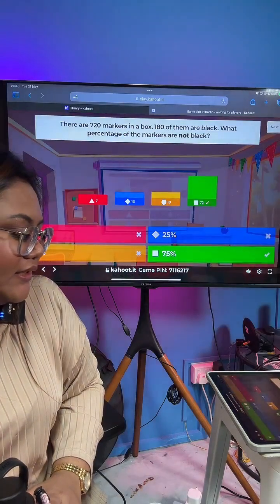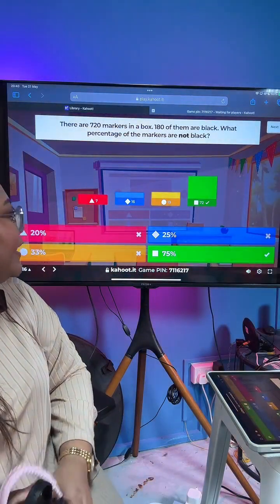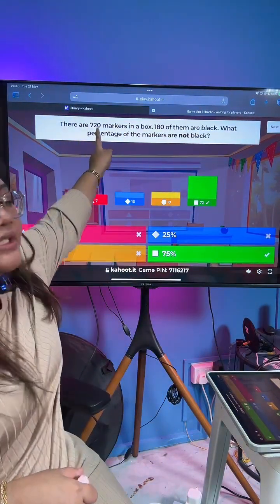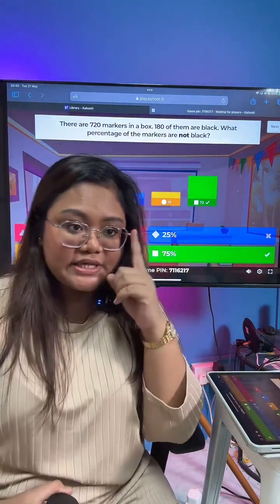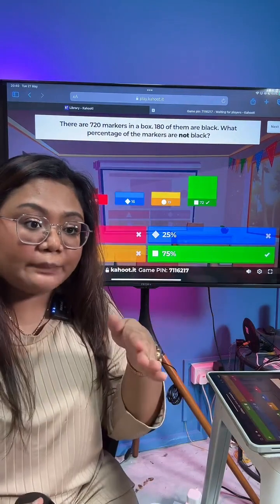Wow, very good. 75% is the answer. 72 of you got it right. Why no need to calculate can get, class? Very simple. 720 in a box. I teach you how to use elimination method and logic, okay? 180 are black. I want not black.